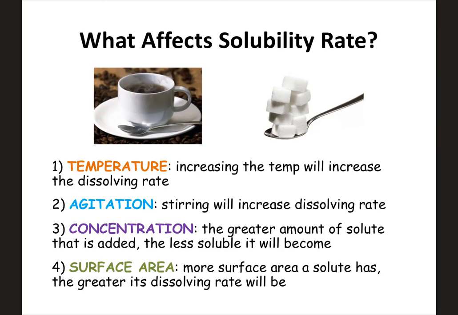What are some different things here that affect the solubility rate? We're not talking about things that make something go from insoluble to soluble. No, if something is insoluble, it's not going to dissolve. What we're talking about here is if you have something that does dissolve, it is soluble. What are some things we can do to maybe speed that up? All right. So the big one here is temperature. If you just increase the temperature of a substance, you increase the rate that something will dissolve.